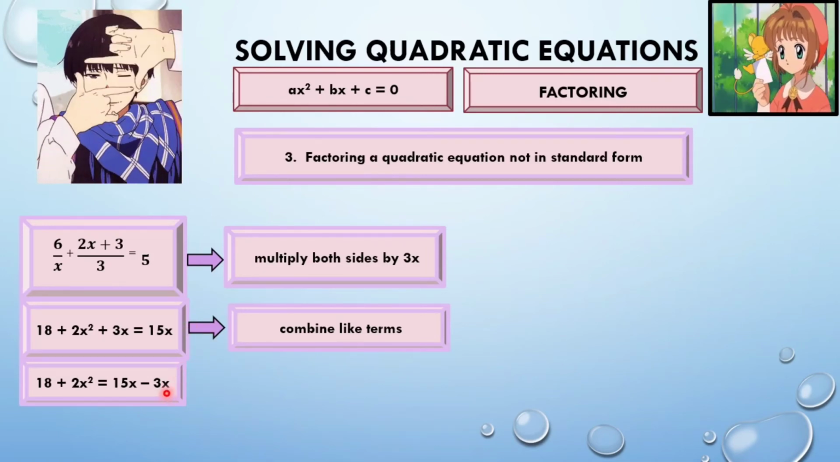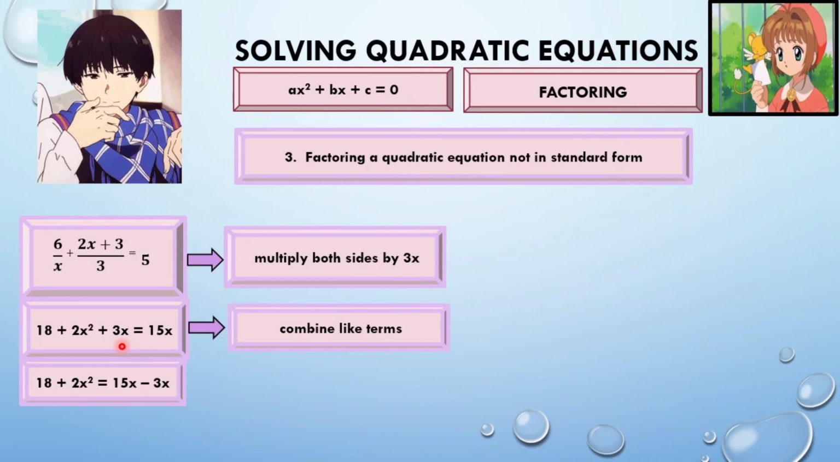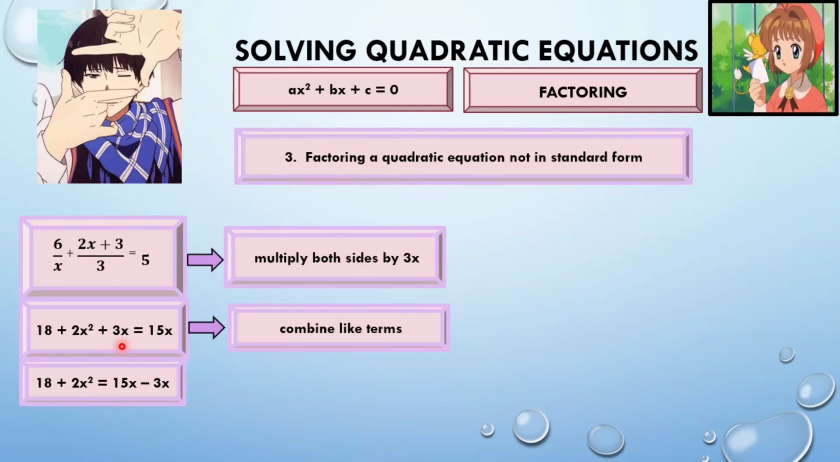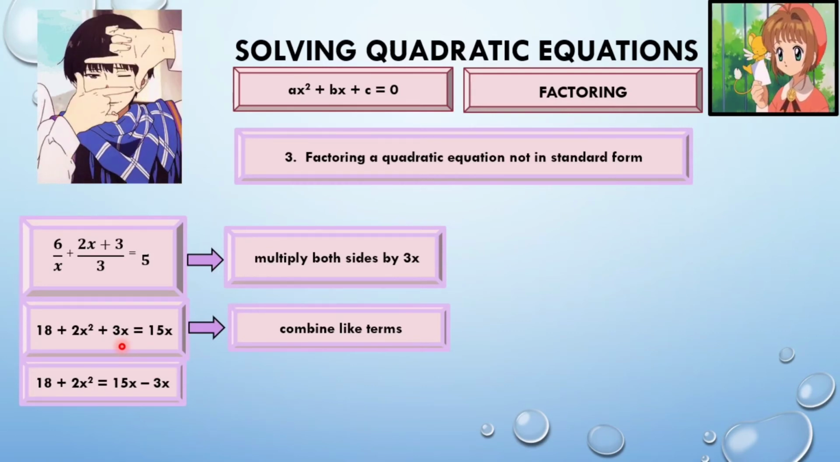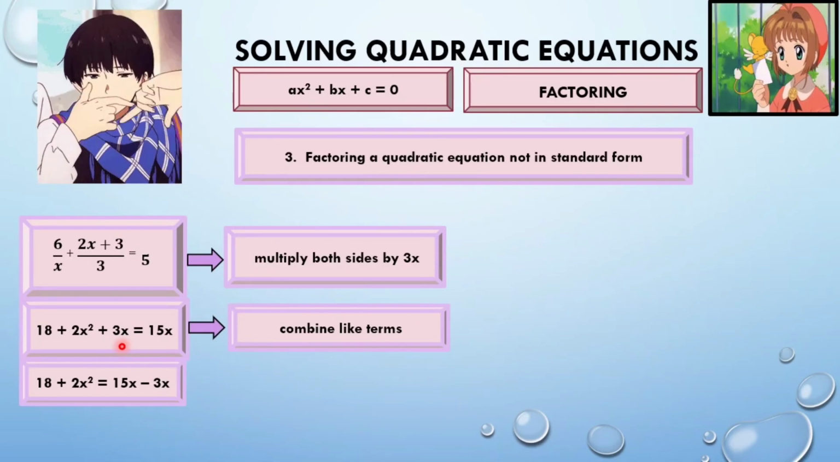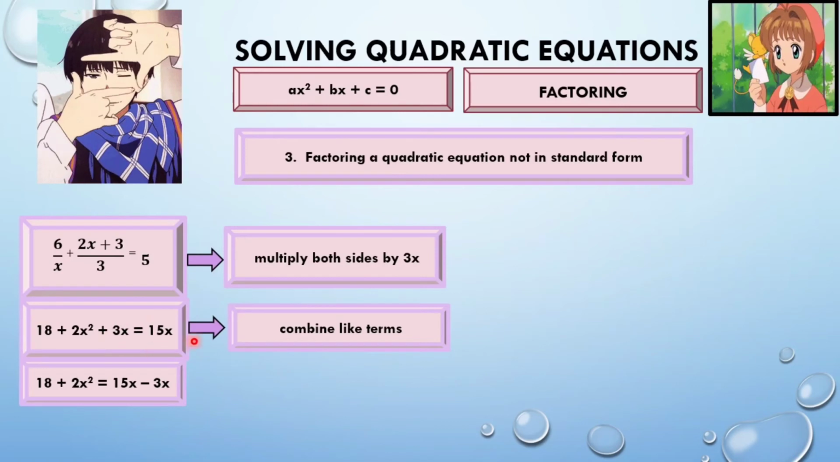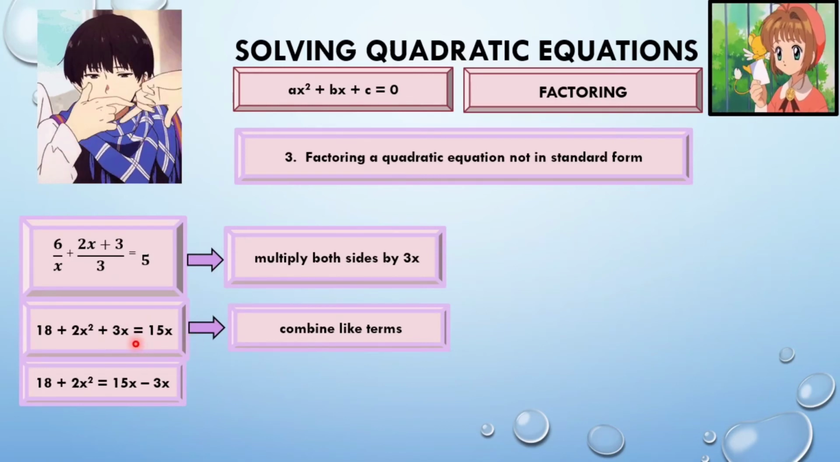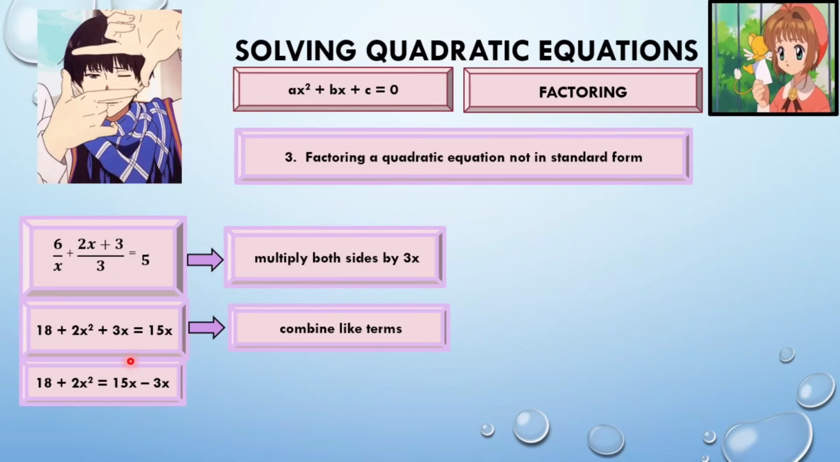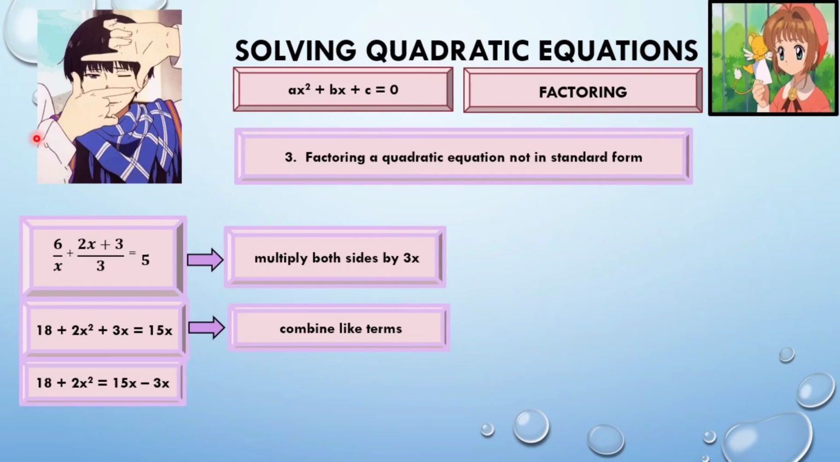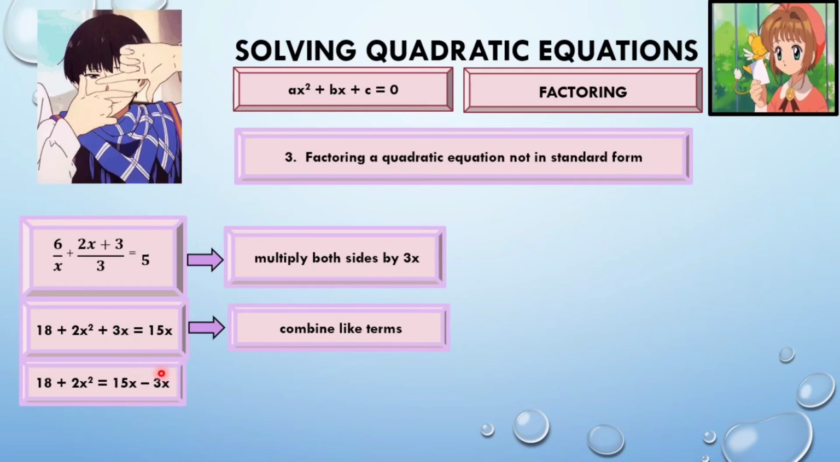Or just simply saying, as I am telling you in another video, my tip: once a term transfers to the other side of the equal sign, it changes its sign, and therefore 3x became negative 3x.